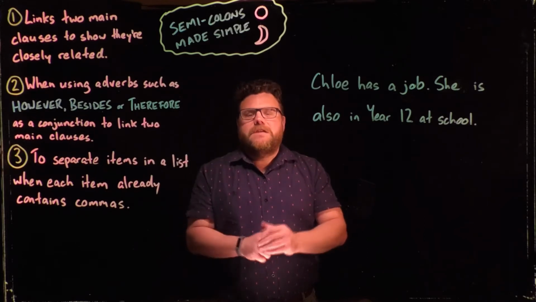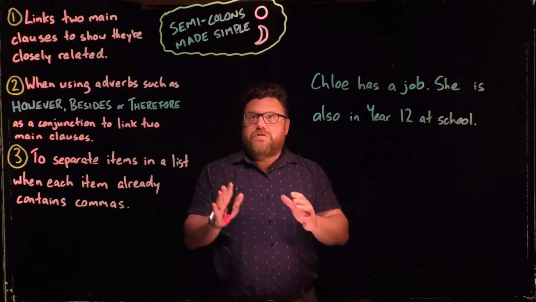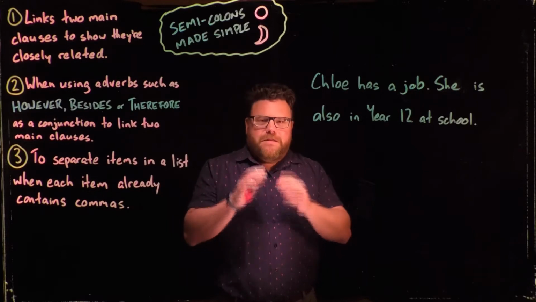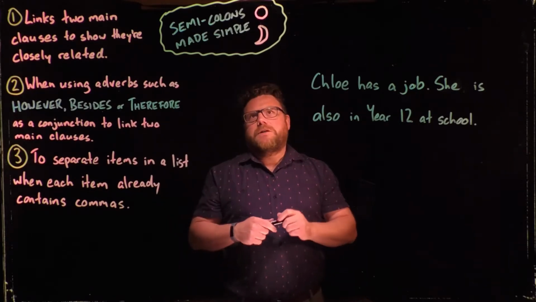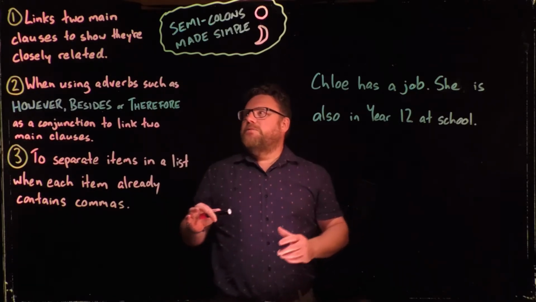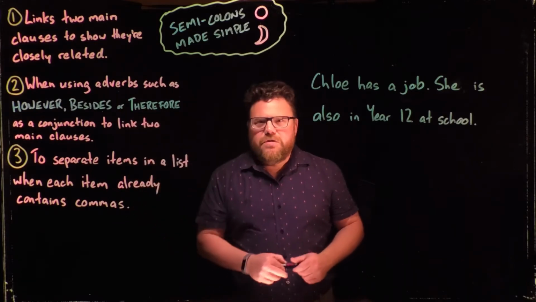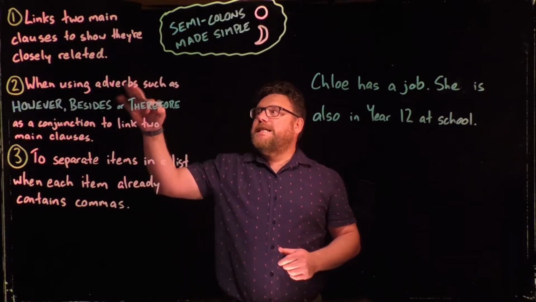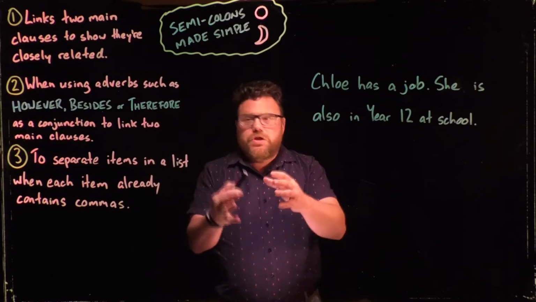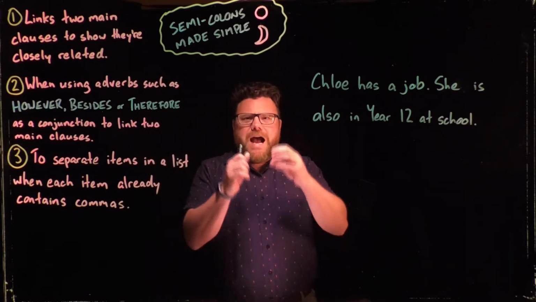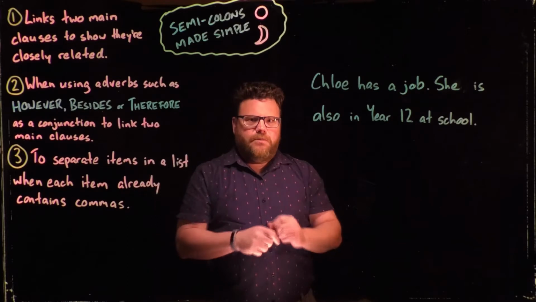Nothing strikes fear into the heart of writers and students like the semicolon, the much maligned, misunderstood punctuation mark. So let's try and make it simple. There are three main ways that you can use a semicolon. The first one is to link two main clauses when you want to show the reader that those two things are equally important and they're closely related.